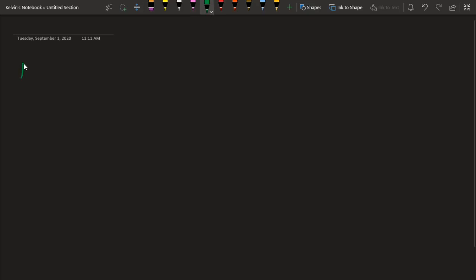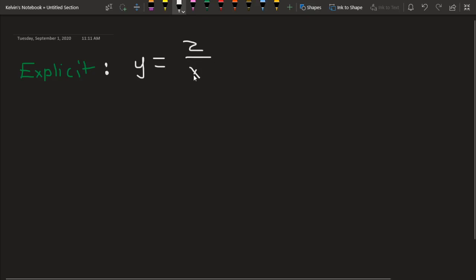First let's cover the difference between explicit and implicit differentiation. To begin with, explicit differentiation pretty much means that y can be written as a function of x, which essentially means you can solve for y. Some examples of this include y equals 2 over x cubed, or x cubed times y equals 2.